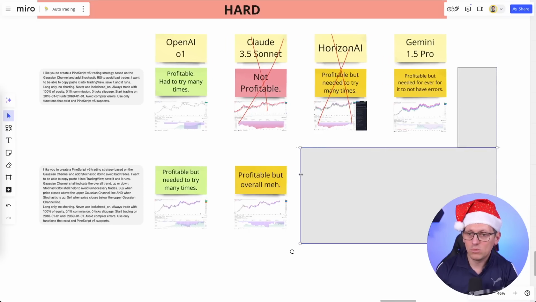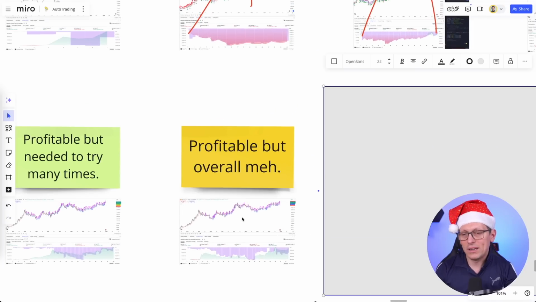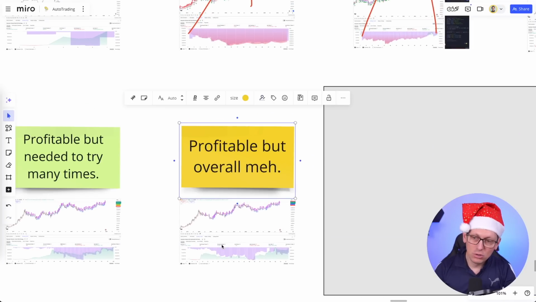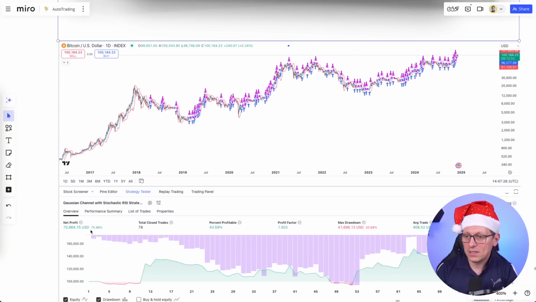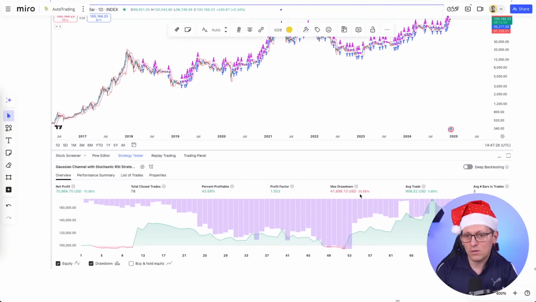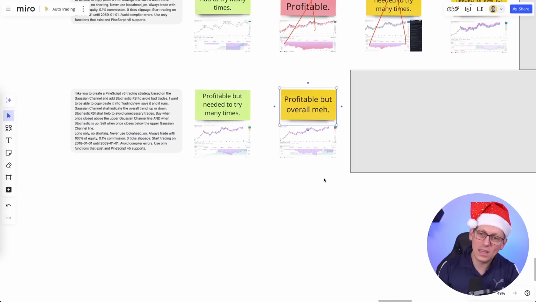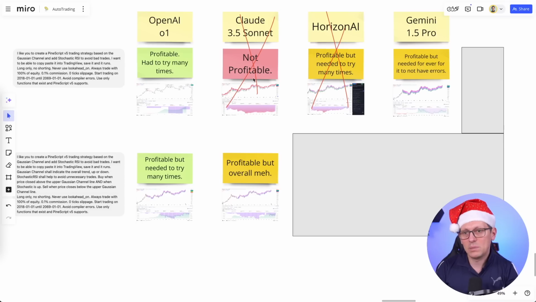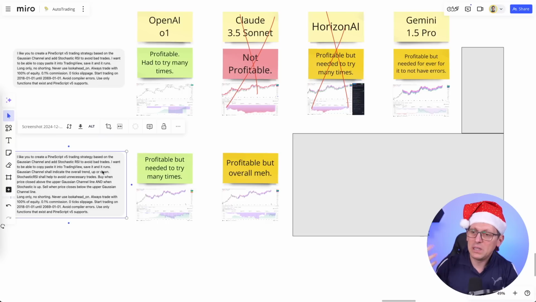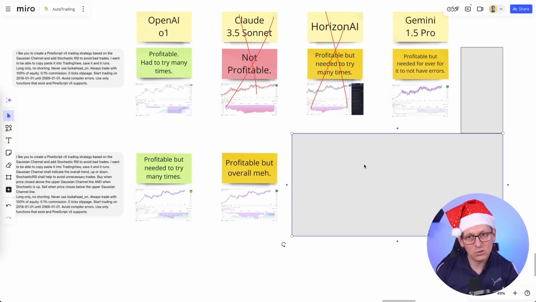On the Claude side, we have actually, yes, a profitable strategy, but not really a good one, right? So here you have 70% net profit and a drawdown of 30.68 in 7 years. It's not really great. So yeah, it's okay, but it's not really awesome. But it didn't fail, right? So it didn't fail like it failed above. So giving it a bit more information helps Claude to come up with better results. That's also interesting to know.